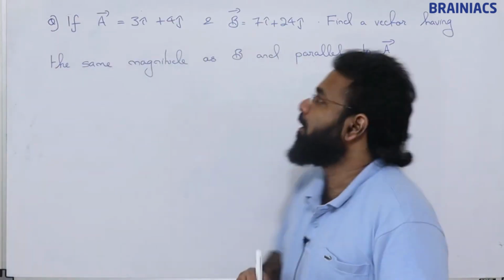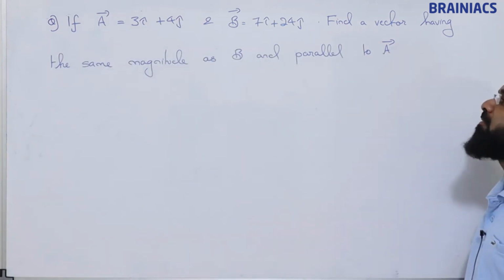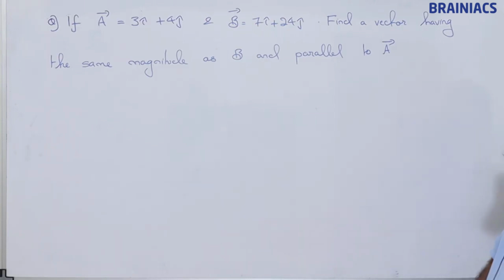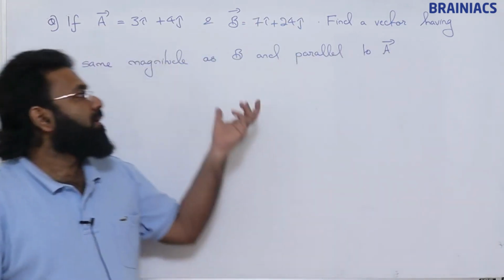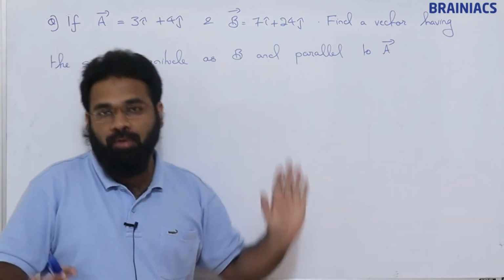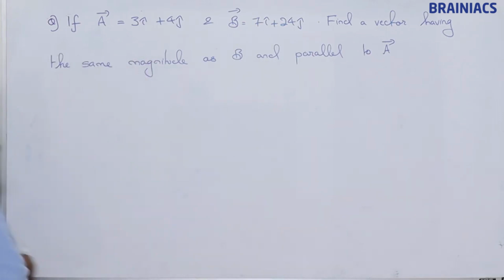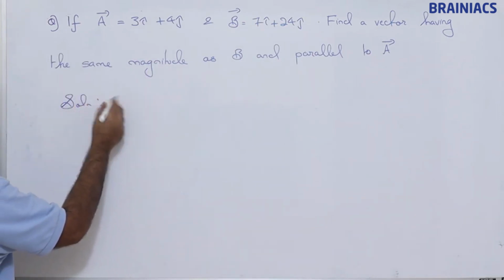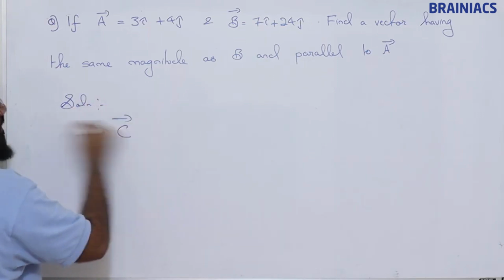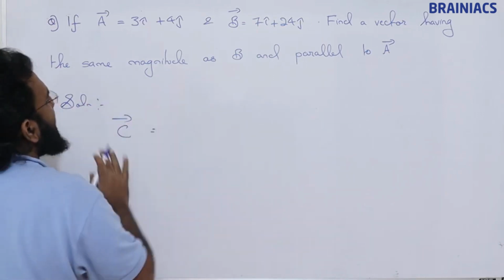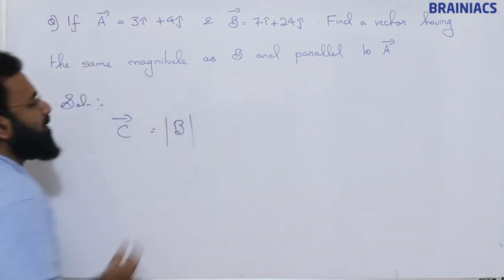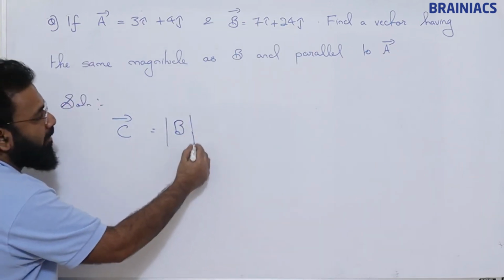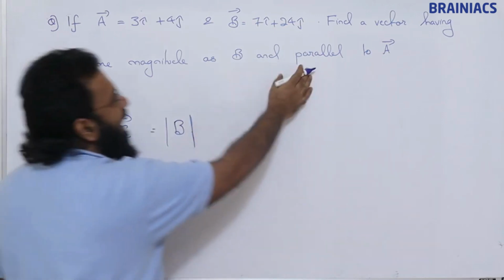Take this question. If A is equal to 3i plus 4j and B is equal to 7i plus 24j, find a vector having the same magnitude as B and parallel to A. Suppose we are trying to find a vector, we will name it vector C. So this C vector must have the magnitude of B. Magnitude of B is nothing but mod B. And this must be parallel to A.